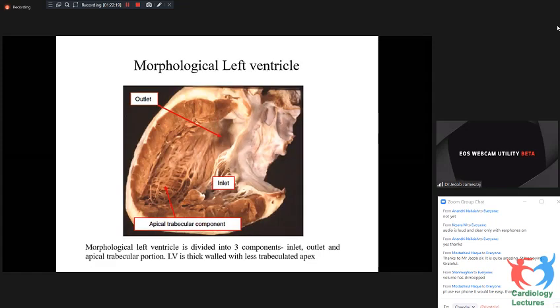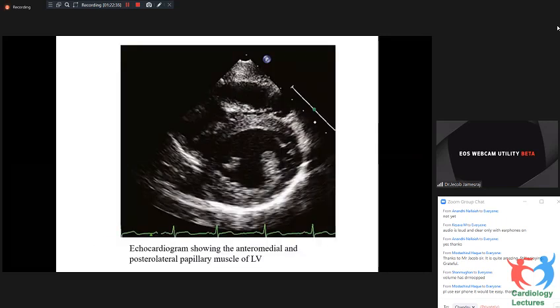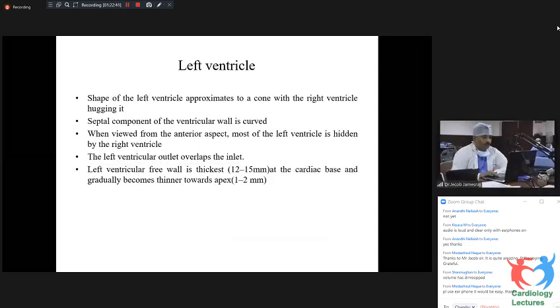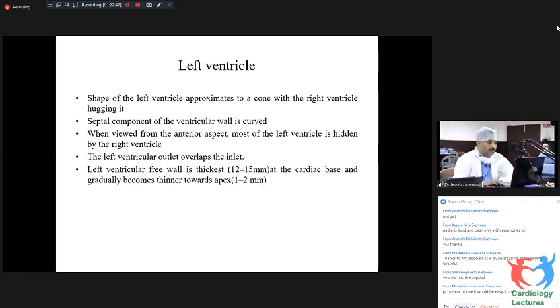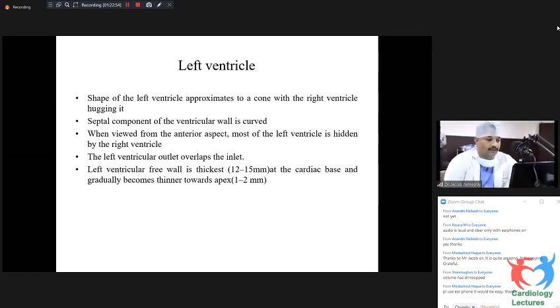Good afternoon, everyone. In morphological anatomy of the LV, we briefly see the normal, abnormal, and age-related changes. The morphological left ventricle is usually divided into three components: inlet, outlet, and the apical trabecular portion. Compared to the RV, the LV is thick-walled and less trabeculated.